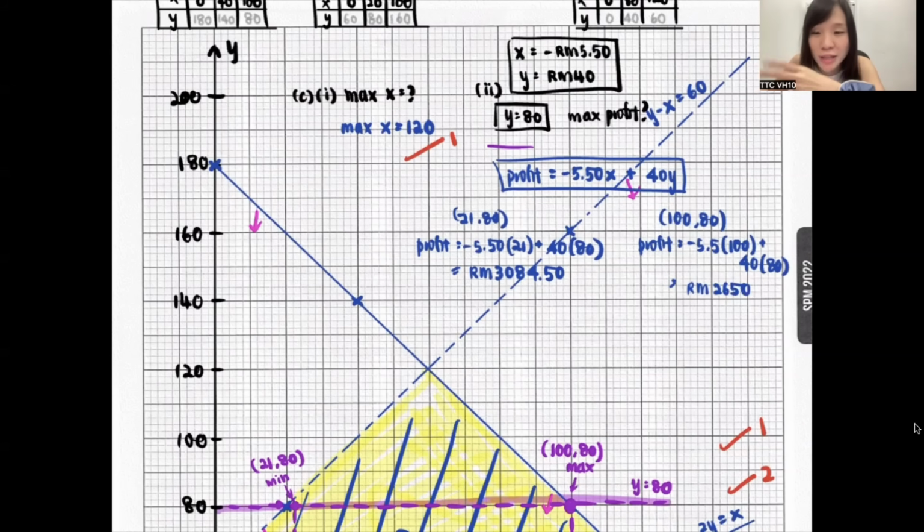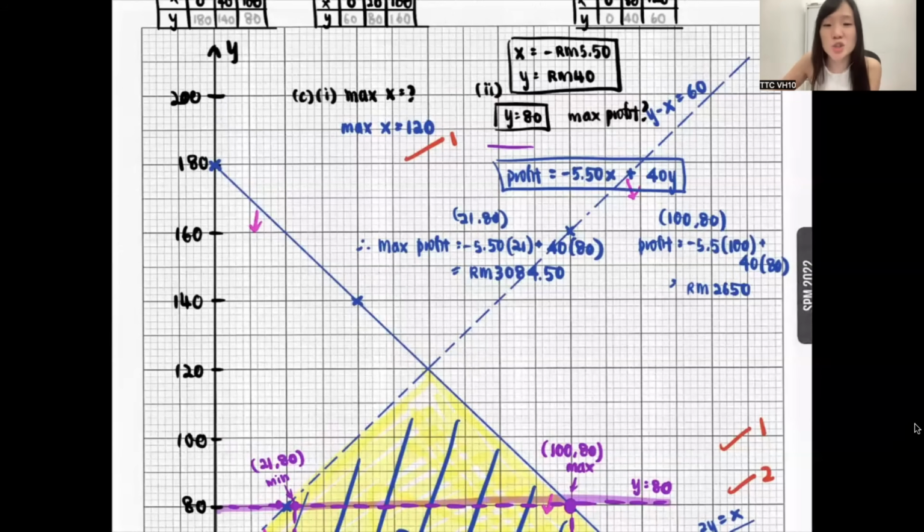Why did that one not earn more? Because that one sells more of the one that is actually losing money. So that one is 100, 80. This one, 21, 80, actually earns more money. So which one is the maximum profit? This is the maximum profit. So guys, of course, in the exam, no need to show this lah. But I just show you both because I'm scared you guys will ask, teacher, why is that one maximum? Show you, prove you, my dear.